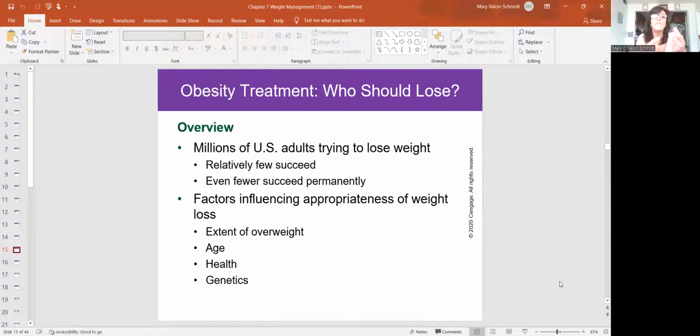And again, there are factors influencing the appropriateness of weight loss. So how overweight are you? How old are you? What's your general state of health without factoring in the obesity or the weight? And then what are your genetics? Because all of those things are factors that affect it.